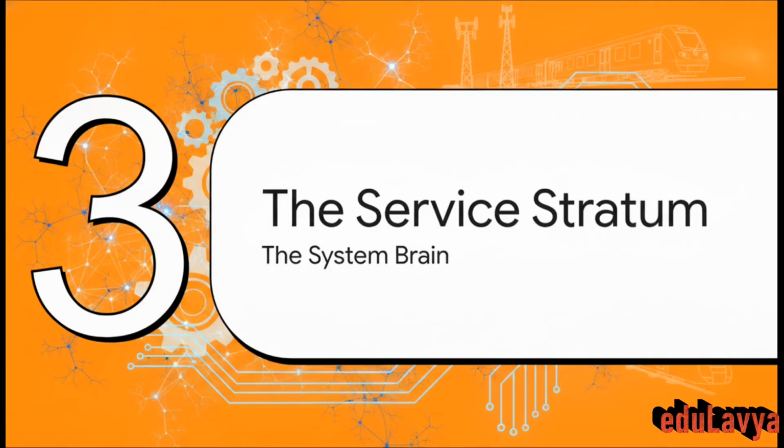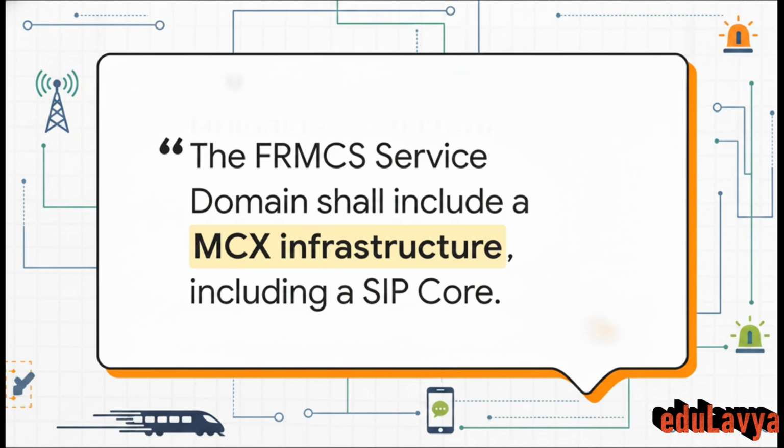Okay, let's dive into Section 3, the service stratum. So what's actually inside this middleman layer? Well, to quote the official requirements directly, the FRMCS service domain shall include an MCX infrastructure, including a SIP core. Essentially, what this means is that it relies heavily on mission-critical service frameworks and session management protocols.